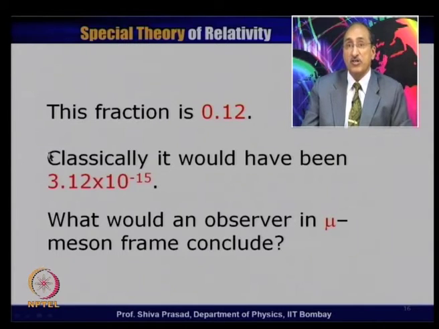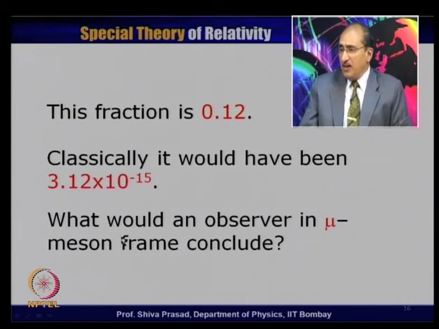This was the calculation which people were doing earlier, before special theory of relativity, and they would have said that approximately 1 out of 10 to the power 15 mu mesons would reach Earth. I am just ignoring the factor 3, just to calculate order of magnitude. That many would reach Earth, while according to relativity 12%, 12 out of 100, would reach Earth. The number has become so large, and that is what was experimentally observed, which people could not understand earlier, and only after special theory of relativity came, people could understand it. That was considered one of the great successes of special theory of relativity.